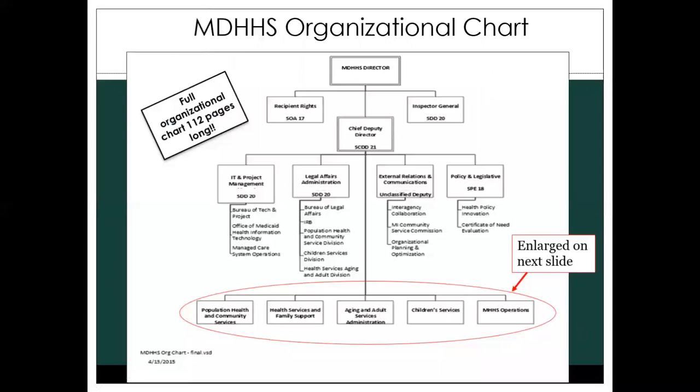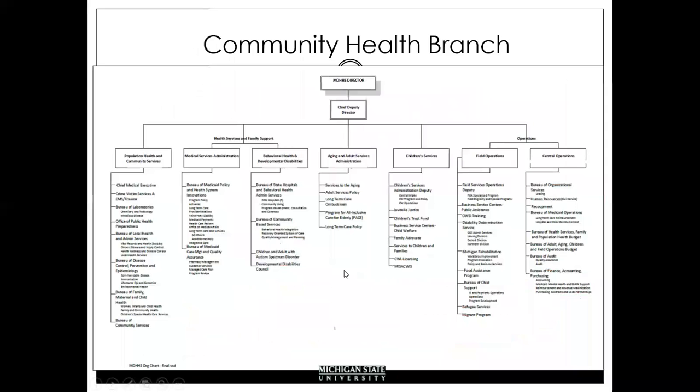So this is just one page of the 112-page organizational chart for MDHHS. The department that local public health would report under is right here. And that's continued over here. So this is the population health, as they call it. You'll see here, Bureau of Local Health.